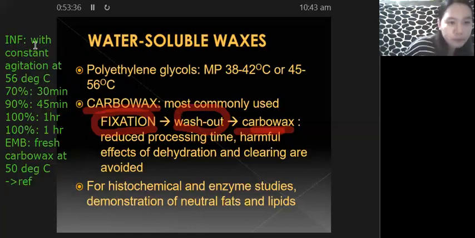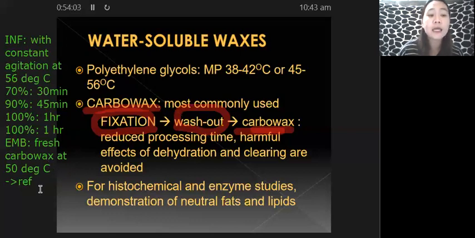Right, so infiltration with constant agitation at 56 degrees Celsius: 70% for 30 minutes, 90% for 45 minutes, 100% for 1 hour, in another 100% for 1 hour, and then embedding is carried out using fresh Carbowax at 50 degrees Celsius. And then your Carbowax block is rapidly cooled at ref temperature.